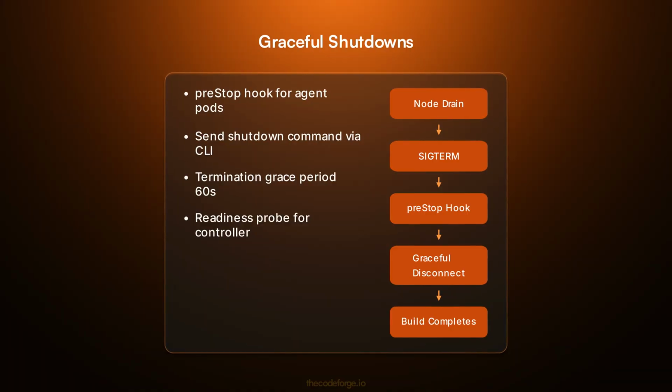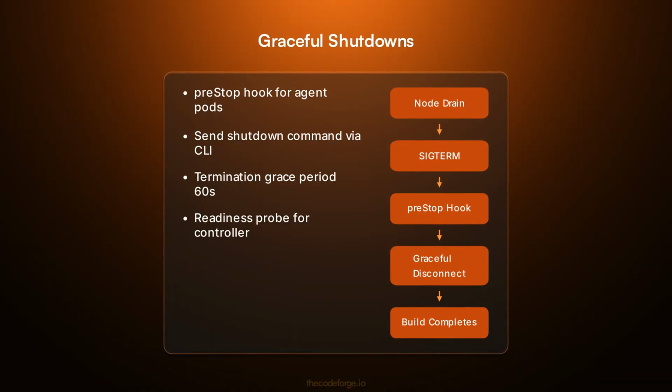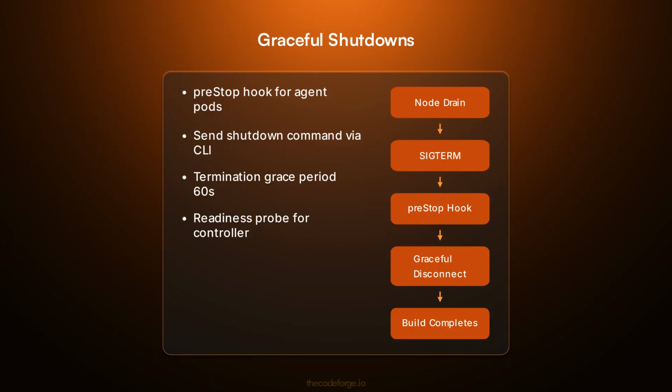When a node is drained, agent pods receive a SIGTERM signal. Without handling, builds are killed instantly. We add a preStop lifecycle hook that sends a shutdown command to the agent process and set a termination grace period seconds of 60 seconds to allow builds to complete.